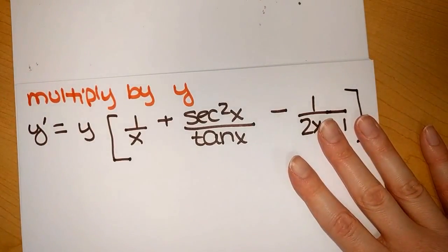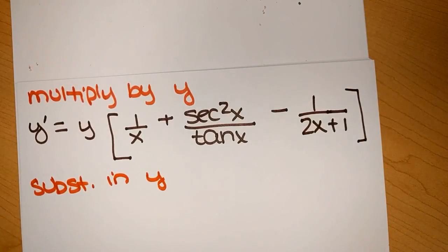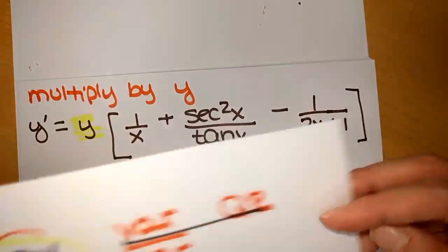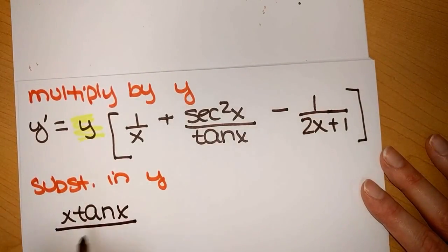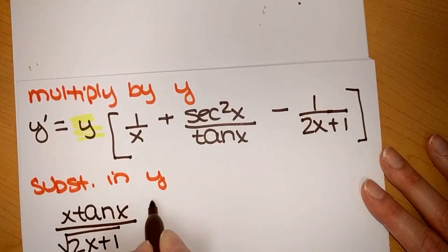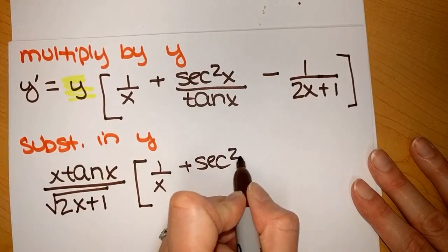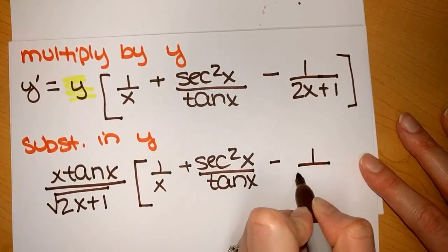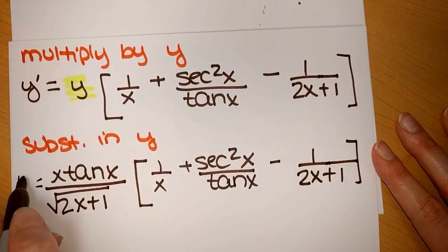So what we are going to do is substitute in the definition of y. So y was defined as our function. From the very beginning of the problem, we had that this whole function was defined as our y. So we will substitute that in, and we'll say it's x times tangent x over the square root of 2x plus 1. And then in brackets here, we'll multiply by all of this: 1 over x plus secant squared x over tangent x. And you could convert this into sine and cosine and try to simplify, but it's not really necessary at this point, okay? And that would be equal to our y prime.